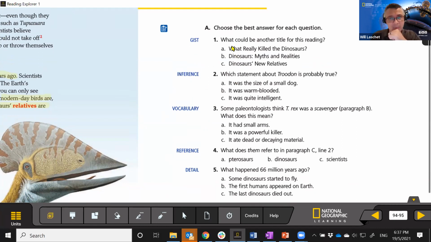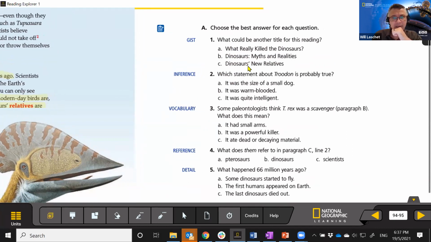So how about the gist question? It says, what could be another title for this reading? So we've got what really killed the dinosaurs, dinosaurs, myths and realities, or dinosaurs, new relatives. So all of these things are mentioned, but only one of them is really a good contender. Most of you are putting B. Yeah, that's right. So the whole article is telling us, this is what people think, and this is the truth. So myths and realities, I agree. I think this would be the best option. Okay, we'll check the answers later on.